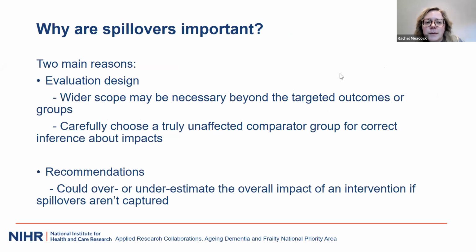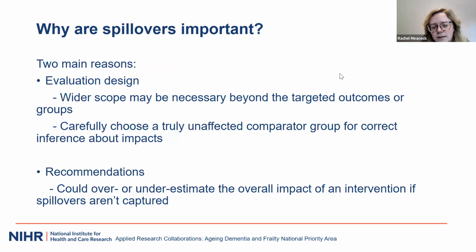And so, why are they important? If you're going to do an evaluation, there are two reasons why you need to worry about spillovers. First of all, in your evaluation design, you might need to widen the scope of your evaluation beyond the targeted outcomes and the targeted groups. Because if you don't get all of the impacts on the costs and the consequences, then you might end up either under or overestimating the true impact of the intervention, and so making an incorrect recommendation about whether it really was worth the money or not.